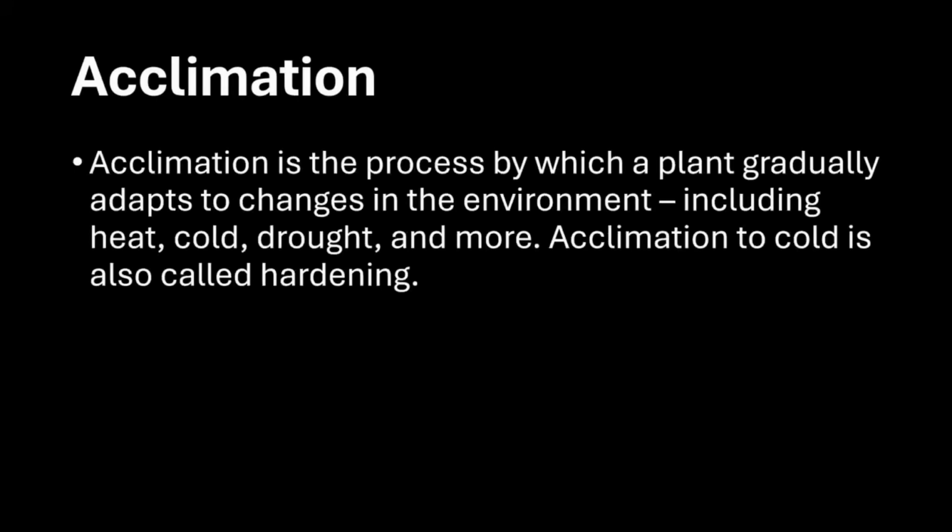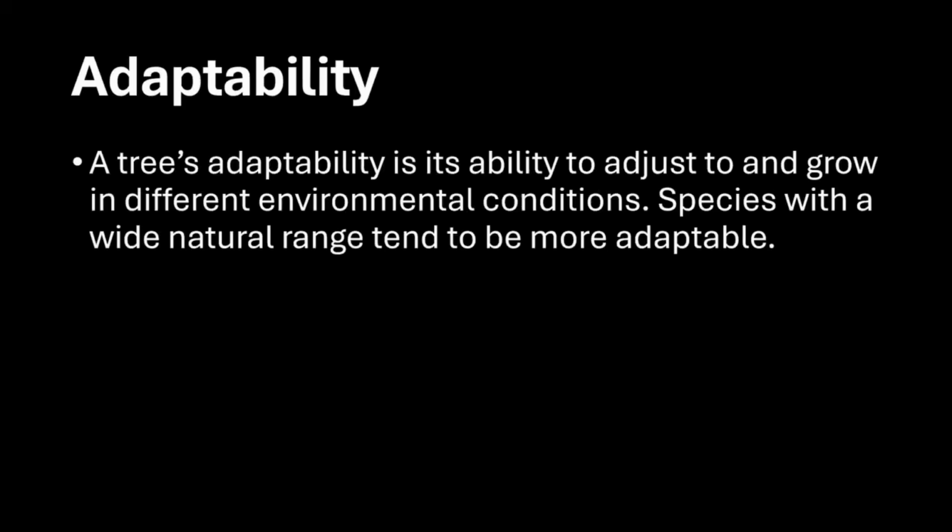Acclimation. Acclimation is a process by which a plant gradually adapts to changes in the environment, which includes heat, cold, drought, and more. Acclimation specifically to the cold is also called hardening. Adaptability. A tree's adaptability is its ability to adjust to and grow in different environmental conditions. A species that has a wide natural range tends to be more adaptable.